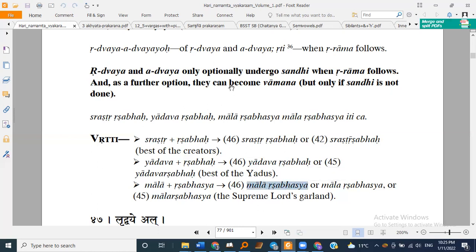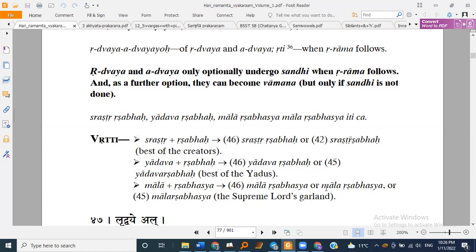And the sutra says that this Trivikrama A can also become Vamana one time optionally. So we get Mala Rishabhasya, Mala Rishabhasya. So this is quite a rare sandhi, not too much to be seen, but still the rule is there.